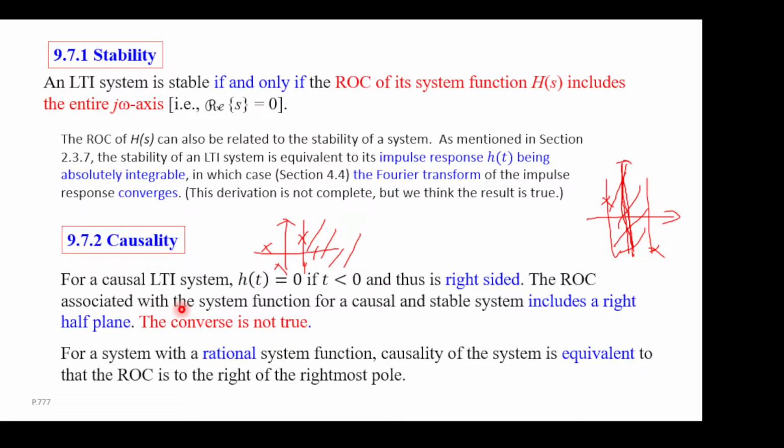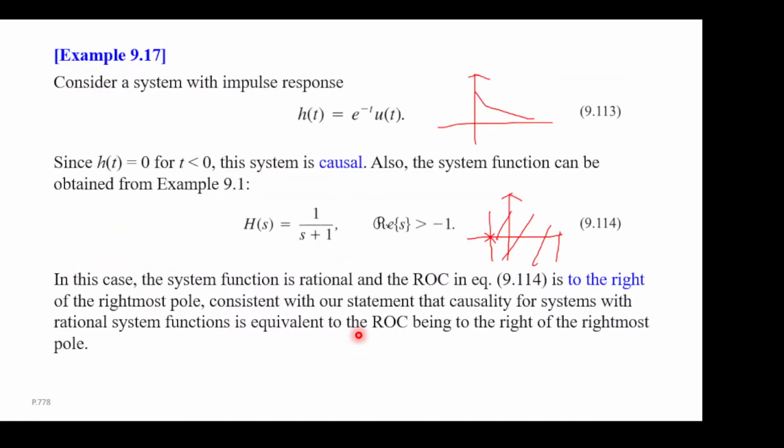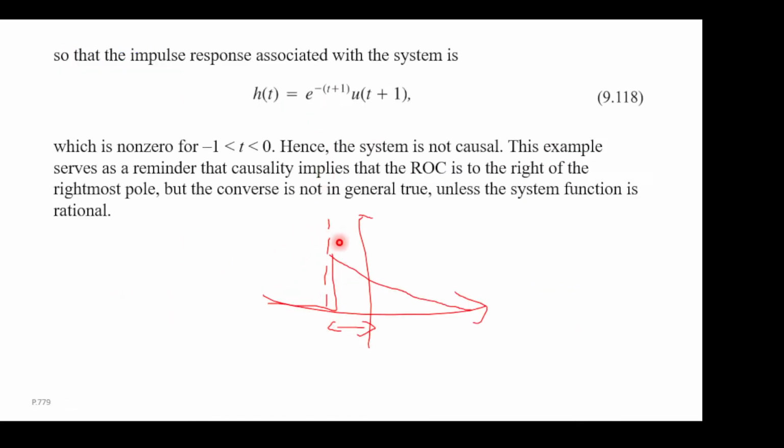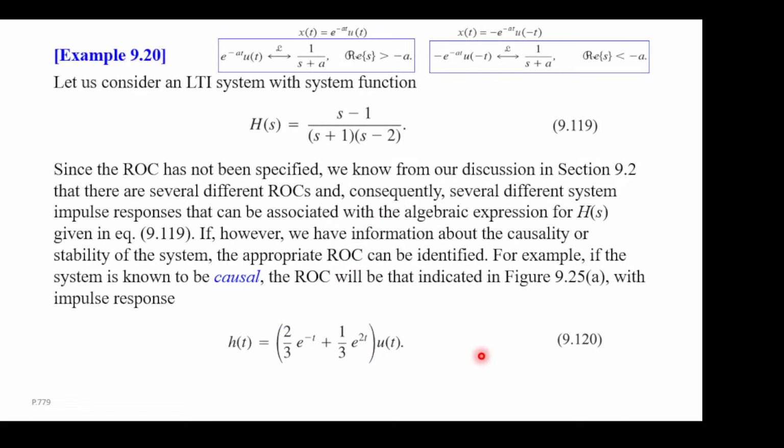But if your system is not rational, then you don't have an easy characterization. The causality characterization only goes one way: if you are causal, then your ROC is right-sided. But as we see, your ROC can be right-sided and your system might still not be causal, because h of t can behave like this and not be causal. Okay, and then let's see the next example.